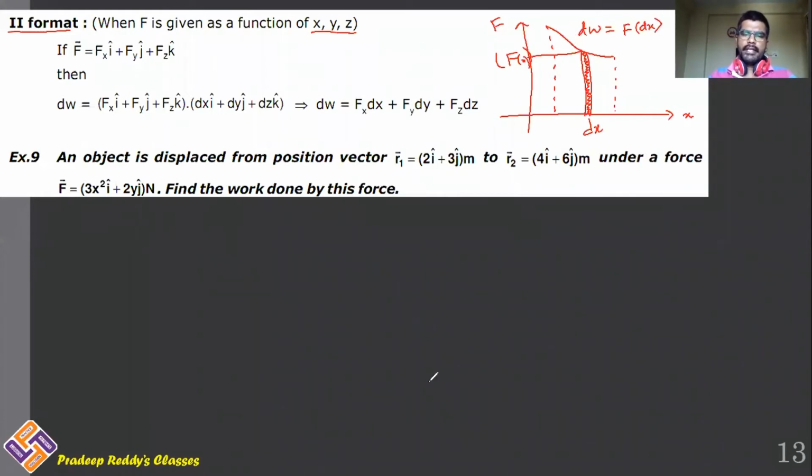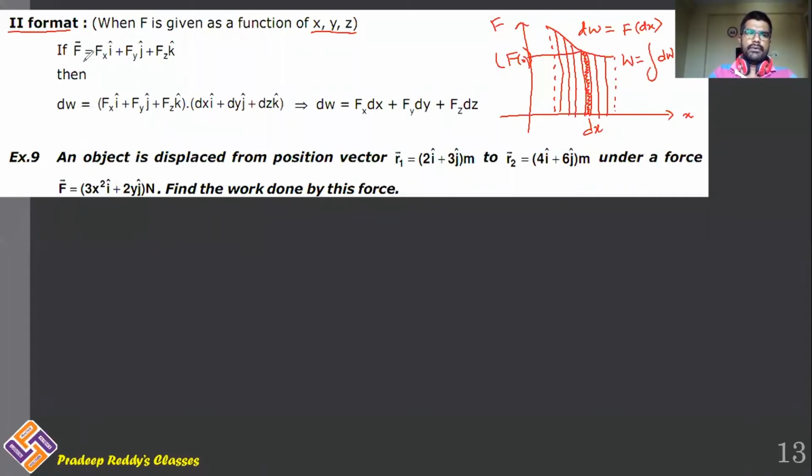Like that, you will take one more element, and another, and another. If you add all these elements, you will get the net work done. That gives you work done W is equal to the integration of dW. Similarly, the same thing happens along the y-axis and the z-axis if it is work done in three dimensions.